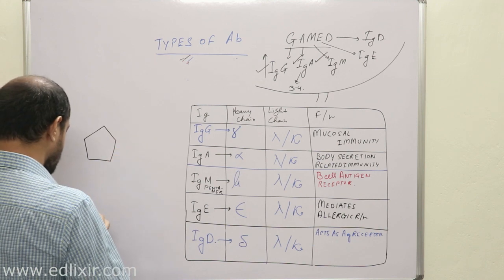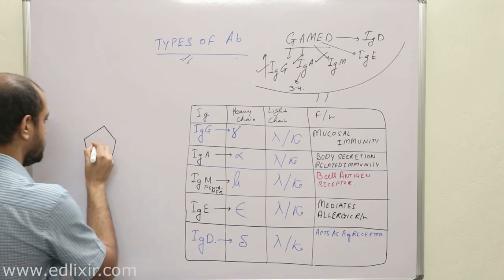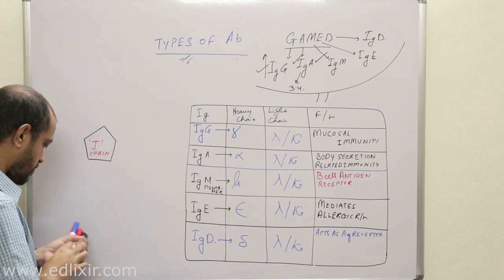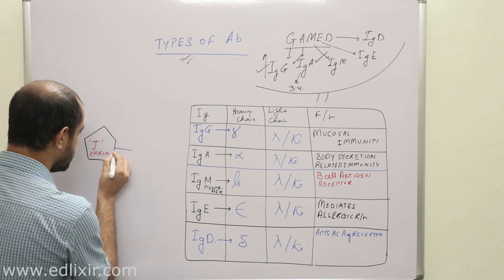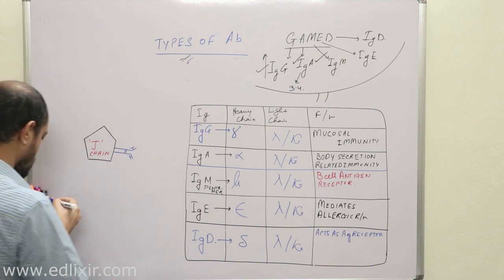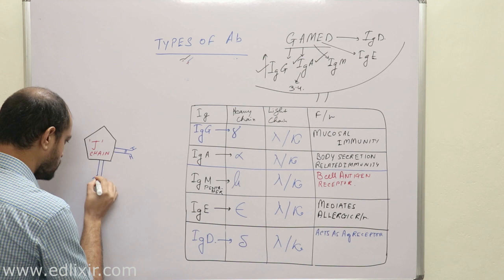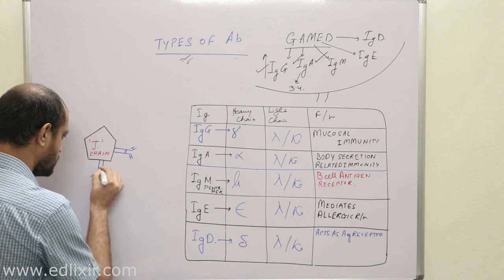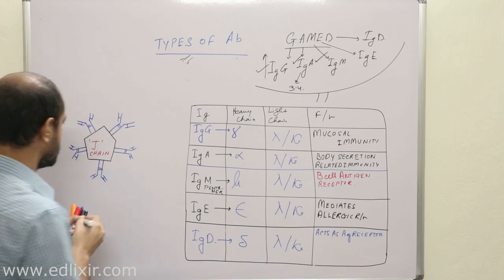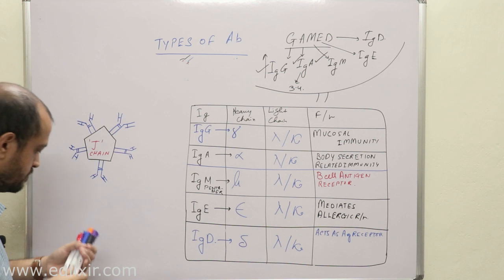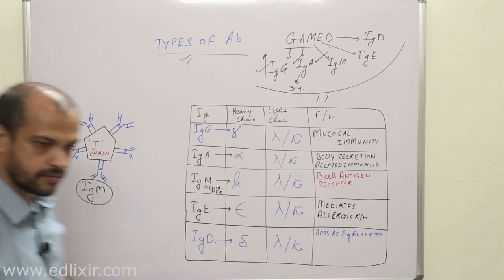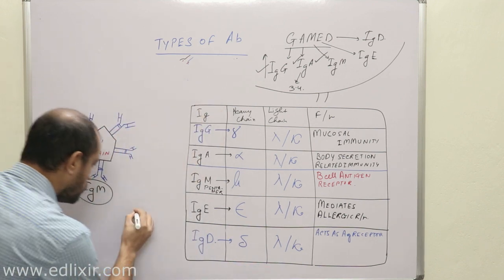Suppose this is your J chain, or J means joining chain. J chain. And these are your IgM, right? Clear? So this is a pentameric IgM molecule. This is an IgM molecule. Clear? Now, how to draw an IgA?